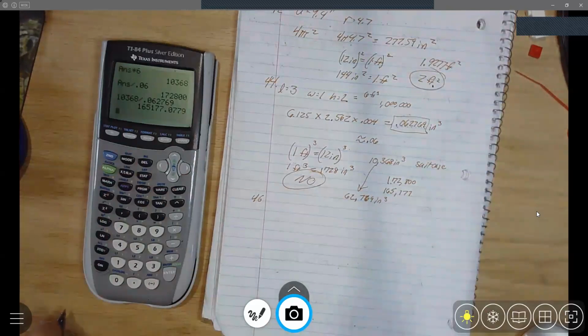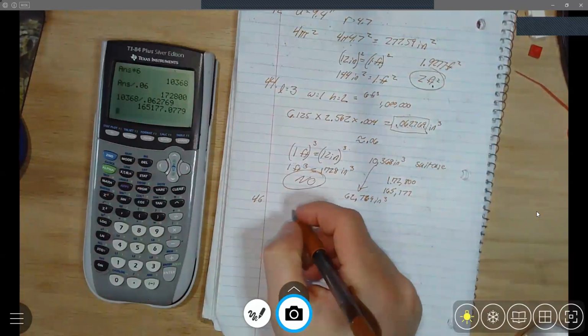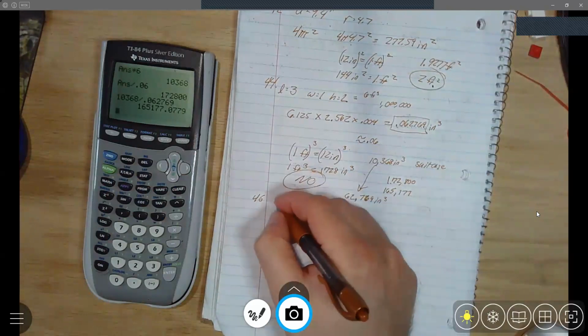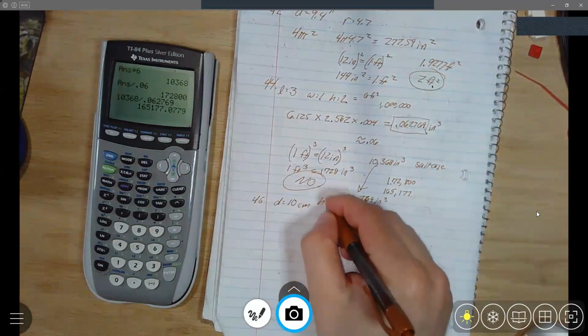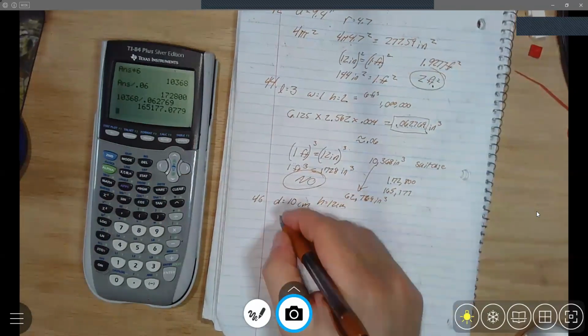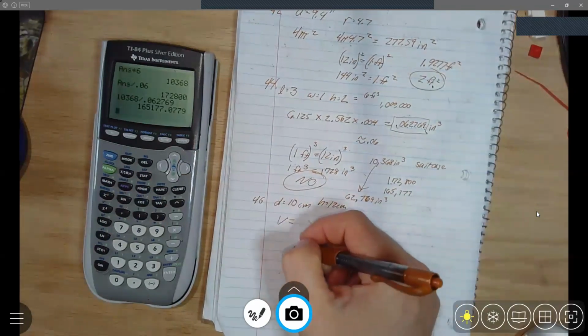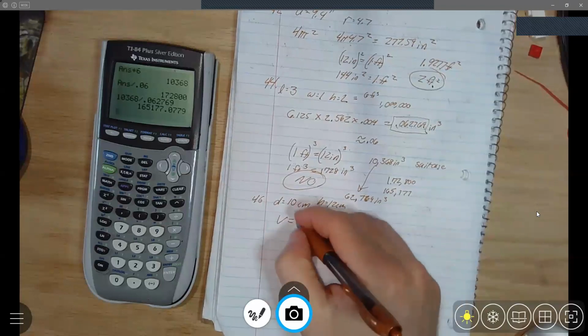All right, we're on 46. How much can the paper cup of question 38 hold? So the question from 38, you got a paper cup, base diameter was 10 centimeters and the height of 12 centimeters. And now we're looking at volume. The volume of a cylindrical cup.